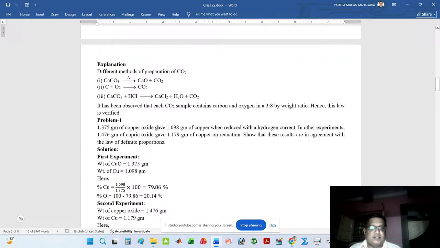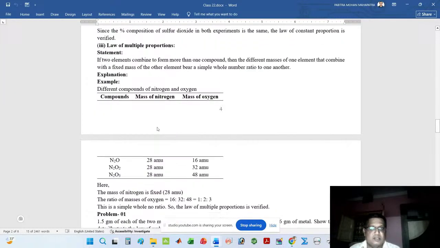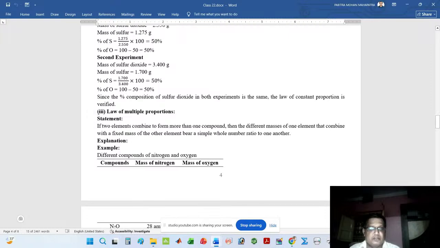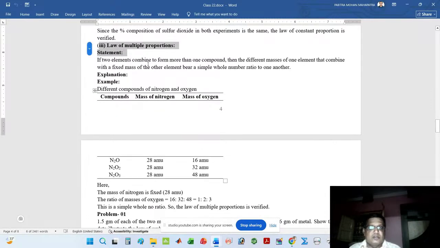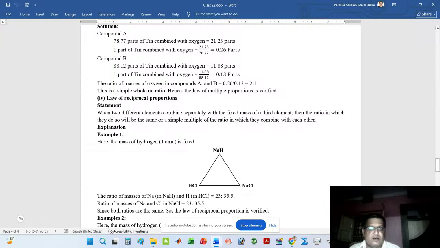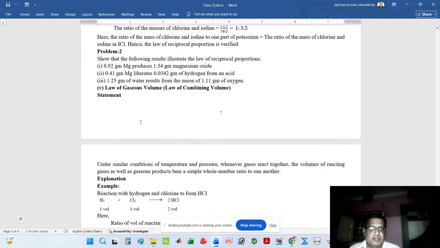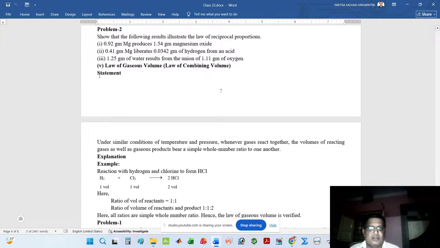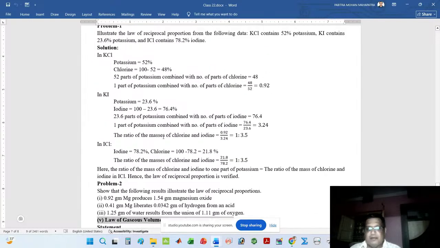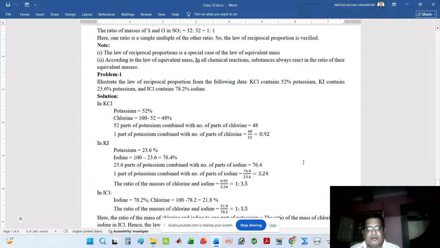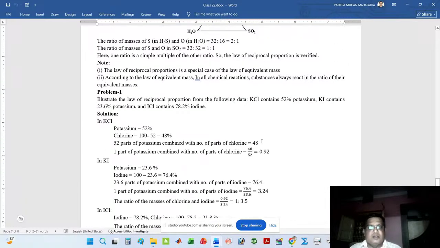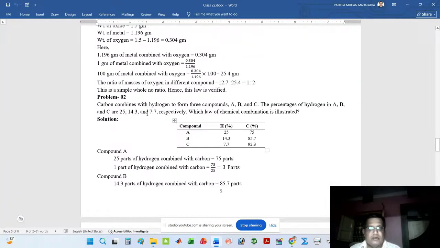The next law is the law of multiple proportion. The next law is the law of reciprocal proportion. The last law is the law of gaseous volume, that is, the law of combining volume. These five laws are very important for this chapter. Generally, a question will always be asked in the exam.